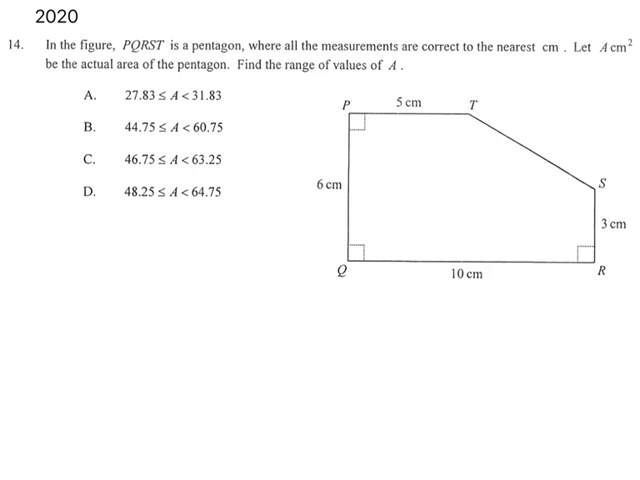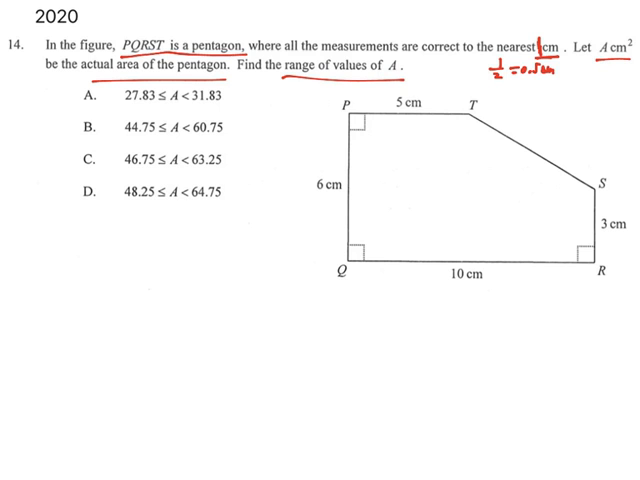2020, Paper 2, Question 14. Error. We have a pentagon where all the measures are correct to the nearest cm. So there is 1 cm, so the error is 1 divided by 2, so 0.5 cm. And then A is the area of this pentagon, the actual area.